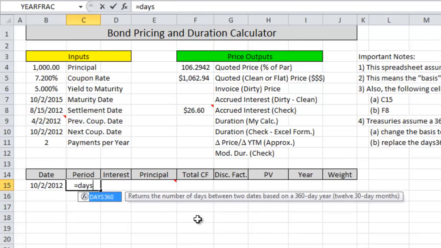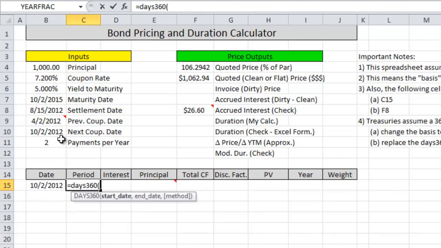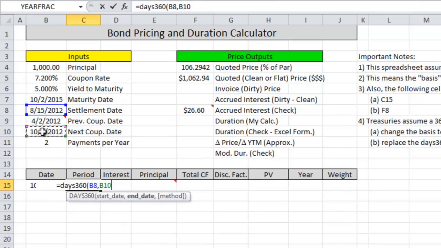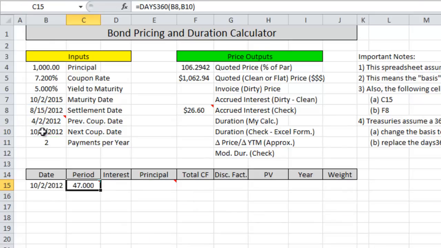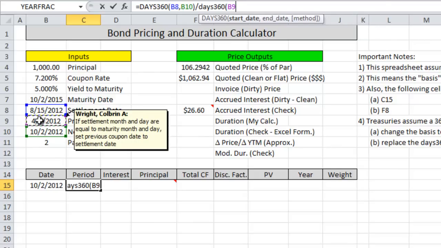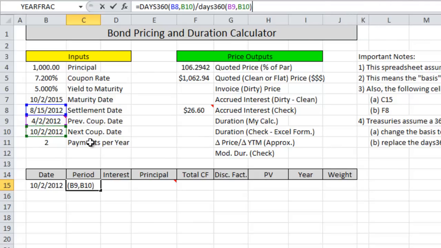Well, I'm going to use days 360. My start date is the settlement date. My end date is the next coupon date. You can see that's 47 days. I'm going to divide that by a full coupon period. So again, we'll use the days 360 function, and our start date would now be the previous coupon date going all the way to the next coupon date.